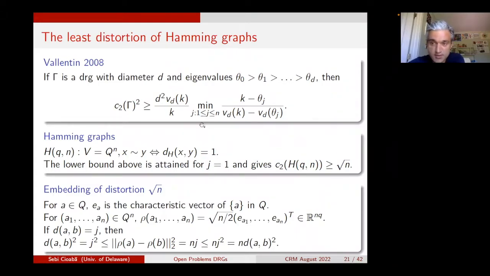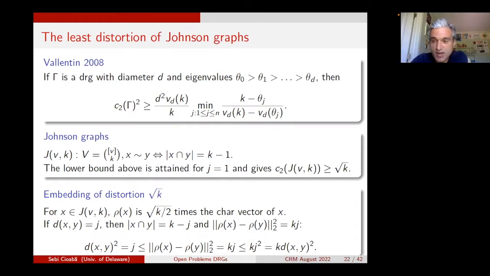So this also gives the cubes and so on. And he did something similar for the Johnson graphs. So the definition of the Johnson graphs is here in the middle box, and similar as before, the eigenvalues here are these Eberlein polynomials, and I think the lower bound is also attained for j equals 1. And he got this lower bound of square root of k, and then for an embedding of this distortion, he sent x to some constant times the characteristic vector of x, and then you can work out that if the distance in the graph between x and y is j, then the intersection between x and y is k minus j, and you can work out all these values, take the square roots, and you get an embedding of distortion square root of k. He also did strongly regular graphs, which I won't show you now.